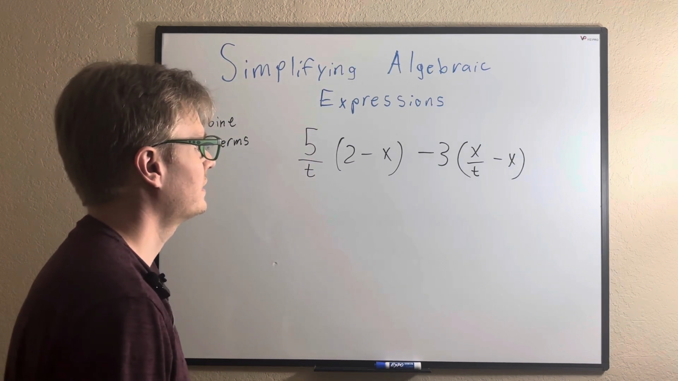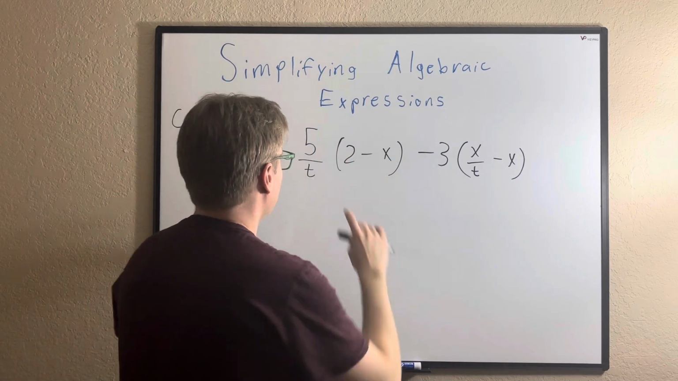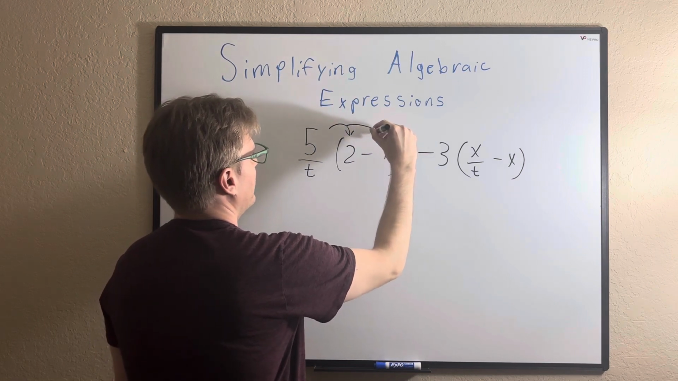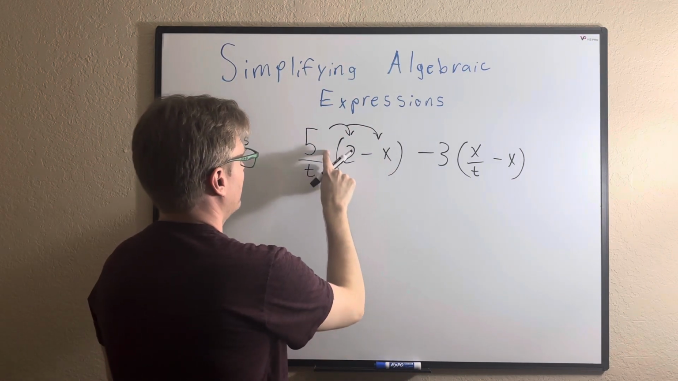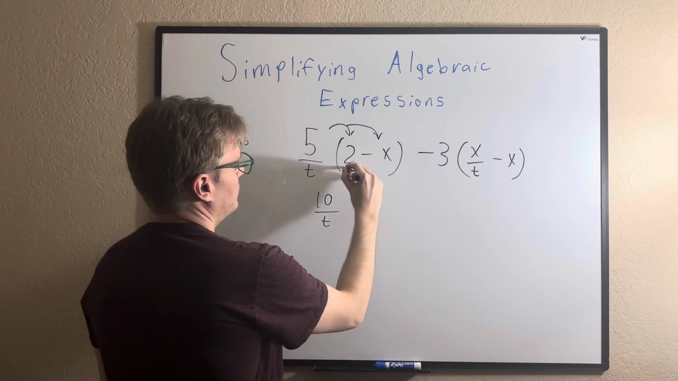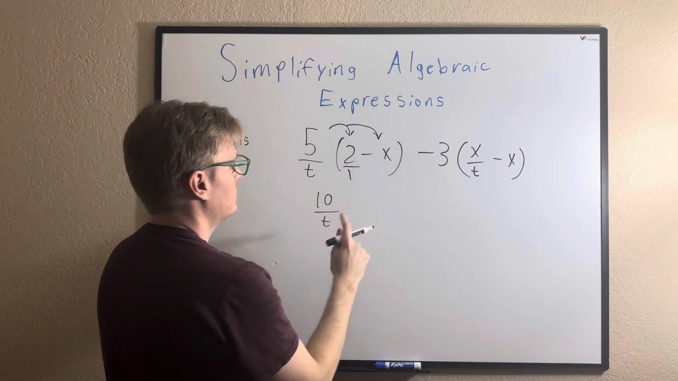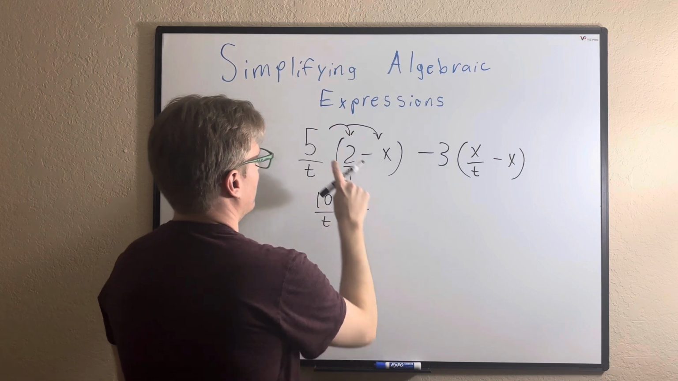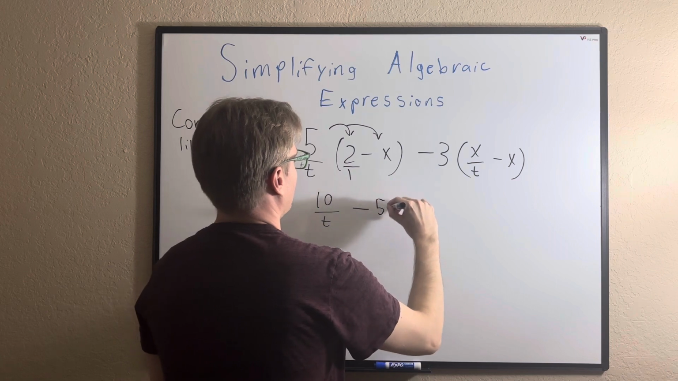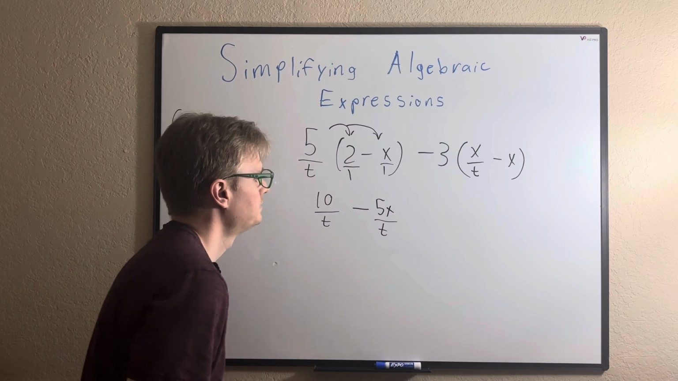Let's start how we started last time. Let's just do the distributive property to get rid of all the parentheses. So 5 over t times 2, 5 over t times minus x. 5 times 2 is 10. It's really 2 over 1. So t times 1 is just t. That's why it's still a fraction. 5 times minus x is negative 5x. It's still over 1, so get that t there. Okay.